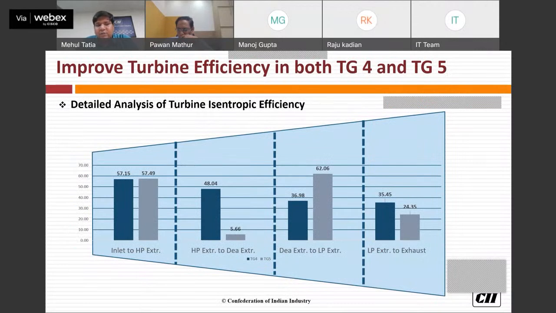So what we also did was we analyzed section-wise isentropic efficiency across the turbine. We evaluated the isentropic efficiency from inlet to HP heater first extraction, then first extraction to second extraction, the second extraction to third extraction, and the third to final extraction. So we divided the turbine into 4 parts, and for each section we evaluated the overall isentropic efficiency, which also indicates that the overall isentropic efficiency across the turbine was actually very low.